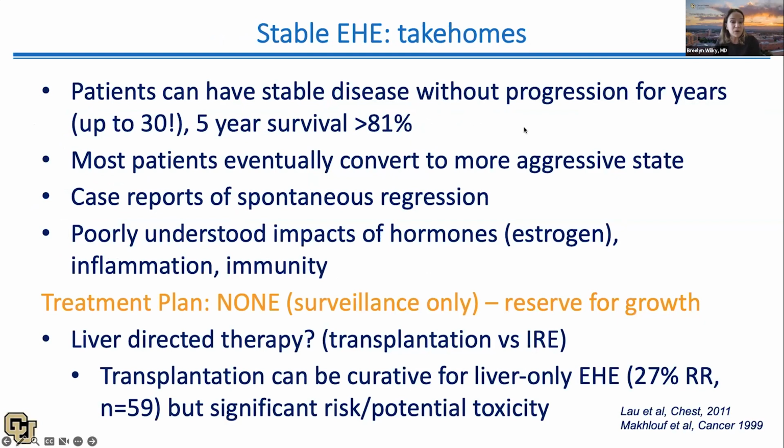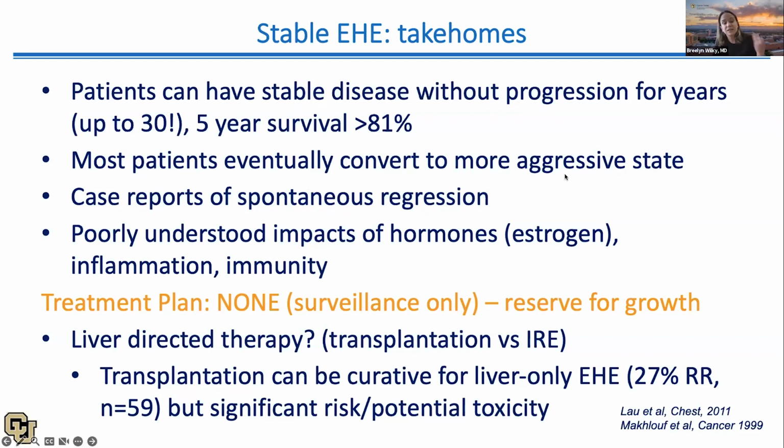So the take home, as we heard, is that patients can have stable disease, this stable period of EHE. And 5-year survival with this disease is greater than 80%. And there are patients who have literally lived without progression for years, I think up to 30 years. You have probably met some patients in the Facebook groups who have been living with this disease for a really long time. Most, but not all, patients will eventually convert to a more aggressive state.